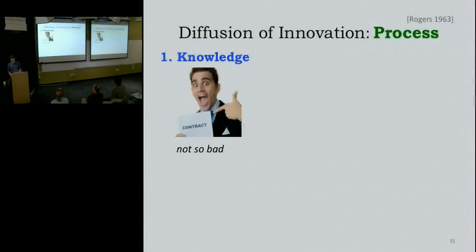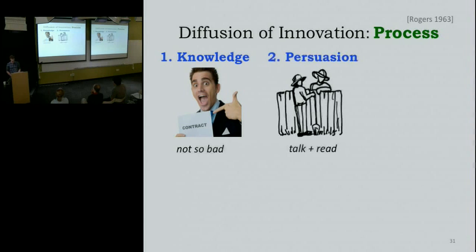The first step: somebody has to hear about your innovation. In the case of corn, that's very easy. It's just a door-to-door salesman going around trying to sell corn. But that doesn't really work. Salesmen aren't very compelling. And so what happened is it progressed to the next step, which is something called persuasion. And this is more of an information-seeking thing.